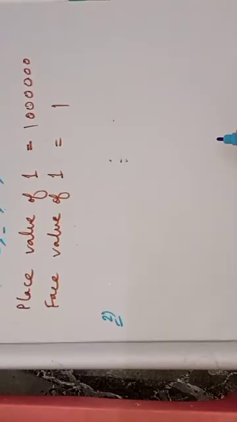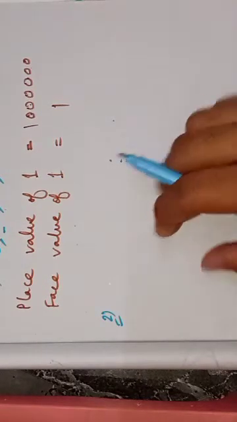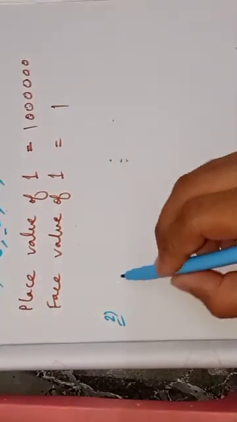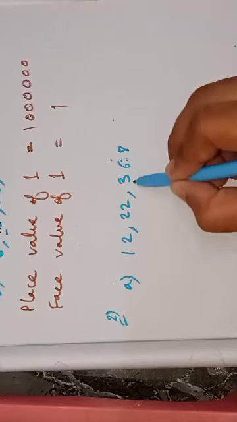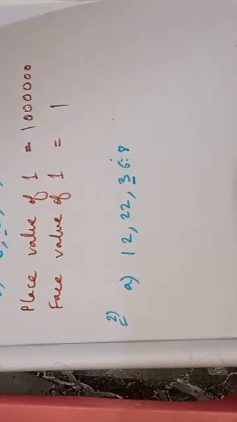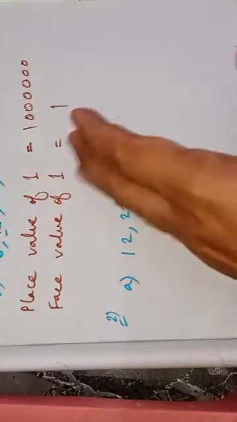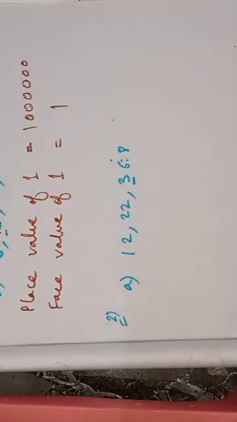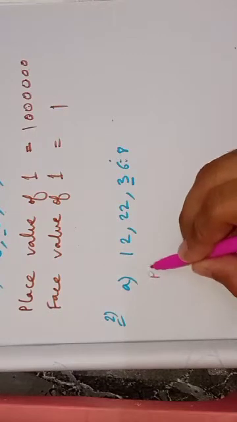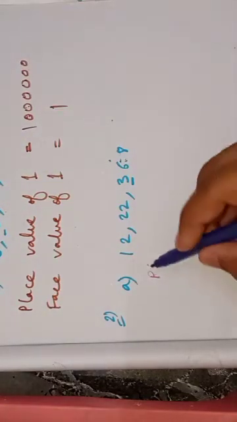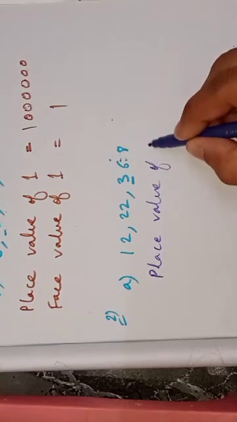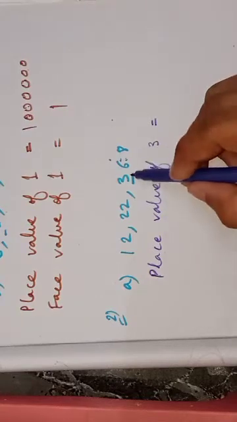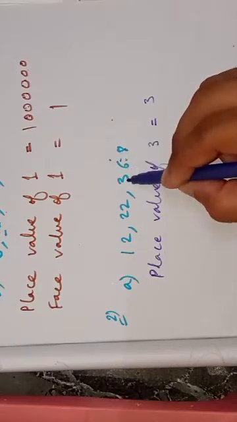So they are asking us to find the difference between the place value and face value of the underlined numbers. So again the concept of face and place value will come into play. Let us take number 1, that is 1 2 2 2 3 6 8. The 3 is underlined over here, and they are asking us to find the difference between the place value and the face value. First and foremost, we will write the place value of the underlined digit, that is place value of 3. It's 300, isn't it? 1, 10, 100, so it's 300.